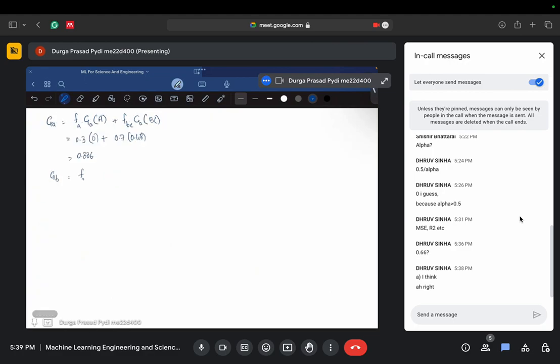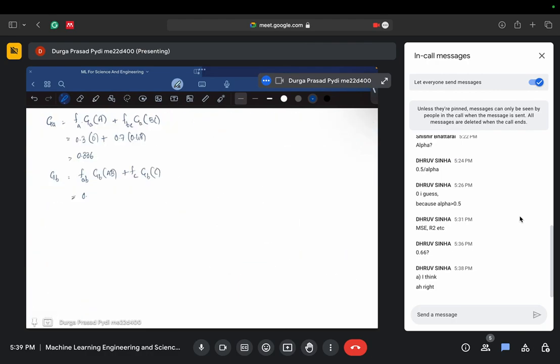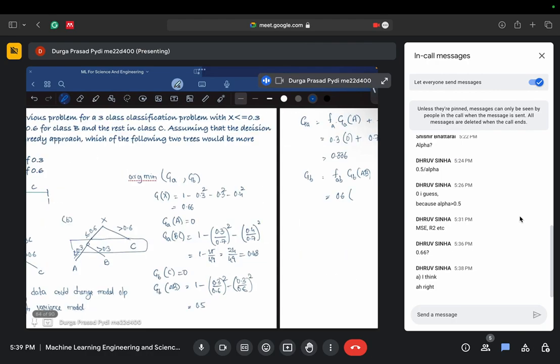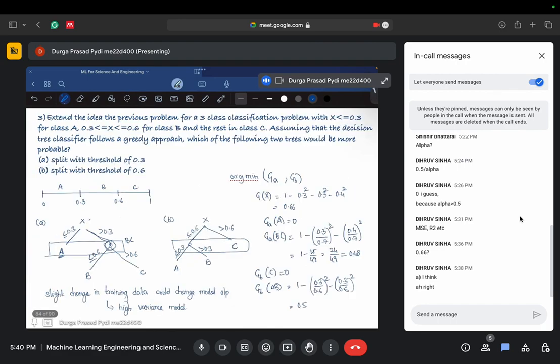If you do the same thing for the second set, you have the fraction of AB times G of AB, and then the fraction of C times G of C. The fraction of AB is 0.6 times the G value you have calculated, 0.5, plus the second one, which is the remaining fraction and a pure set, so you have 0. This should give you a value of 0.3. So out of this, the minimum one is the second one, so it will choose the second split. This will be the tree that you will be getting instead of the first one.